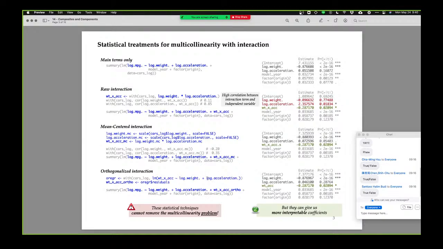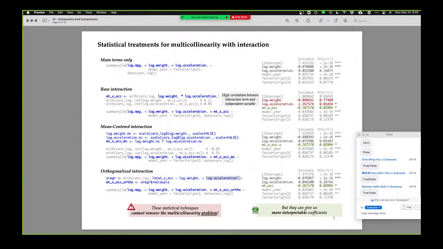And the other trick that I showed you was to do this orthogonalization, which is, at first, a strange operation where we simply regress the raw interaction term over the two terms that were multiplied together to produce that interaction term. All right. And what we do is we just store the residuals of that regression. And what are the residuals? It is basically the portion of the interaction term that is not correlated with weight and not correlated with acceleration.